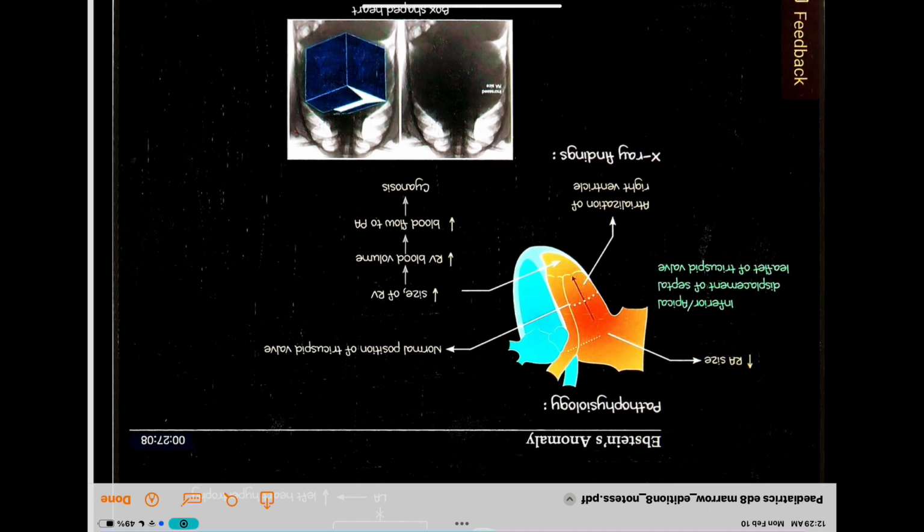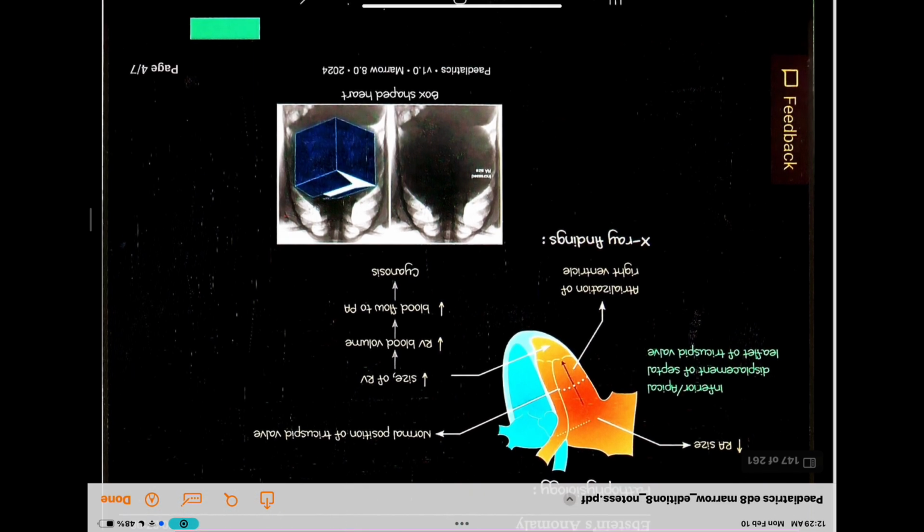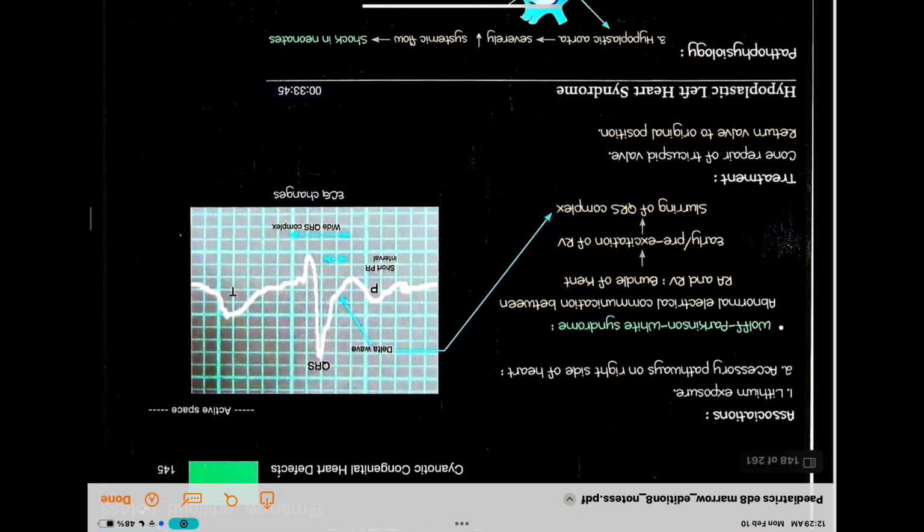Ebstein anomaly, pathophysiology. In Ebstein anomaly, there is an increase in right atrium size, atrialization of the right ventricle, with the tricuspid valve displaced from its normal position. The size of the right ventricle is reduced, so right ventricular blood volume and blood flow to the PA are reduced, and that's why there is cyanosis. Box-shaped heart of Ebstein's anomaly.